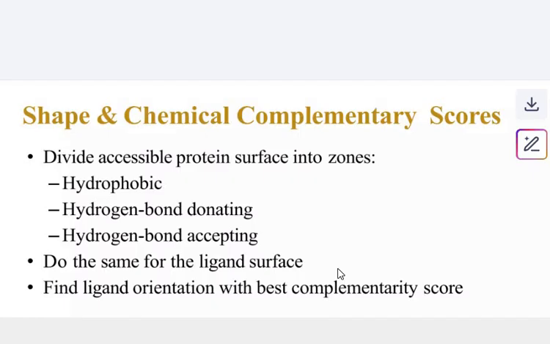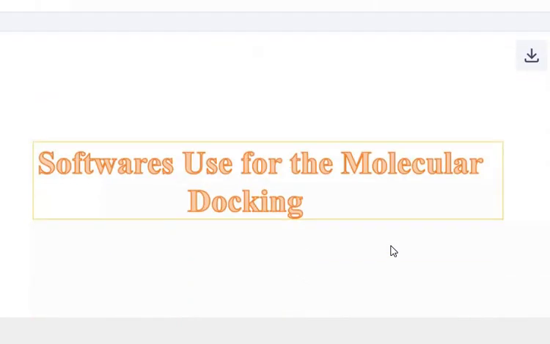Shape and chemical complementary score. Divide accessible protein surface into zones: hydrophobic, hydrogen bond donating, hydrogen bond accepting. Do the same for the ligand surface. Find ligand orientation with best complementary score.